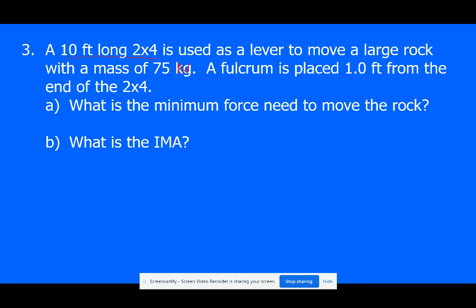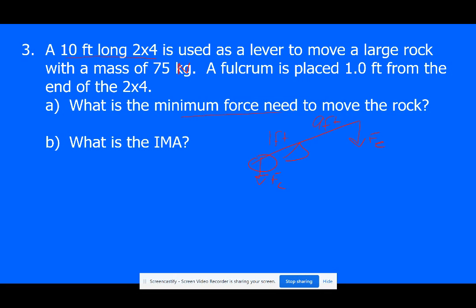So just to draw that out over here, the lever would be something like that. And you would be pushing with your effort force here, and the rock would be like there on the other side. So you have your load force here. It says the fulcrum's 1 foot from the end of the 2x4. So that would be right here, 1 foot here. It says that the 2x4 is 10 feet long. So that leaves us 9 feet over here. And that should help us go through this question.